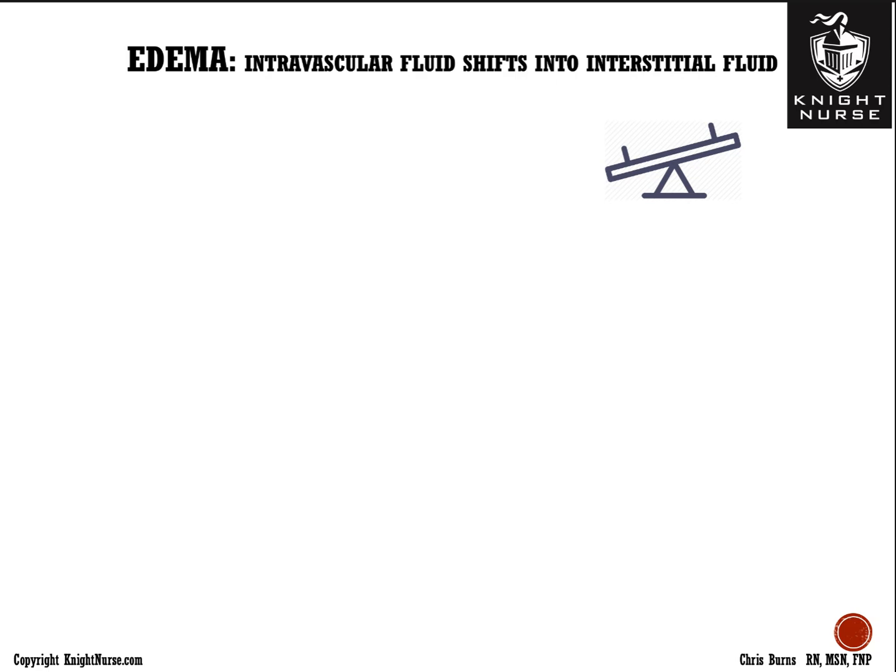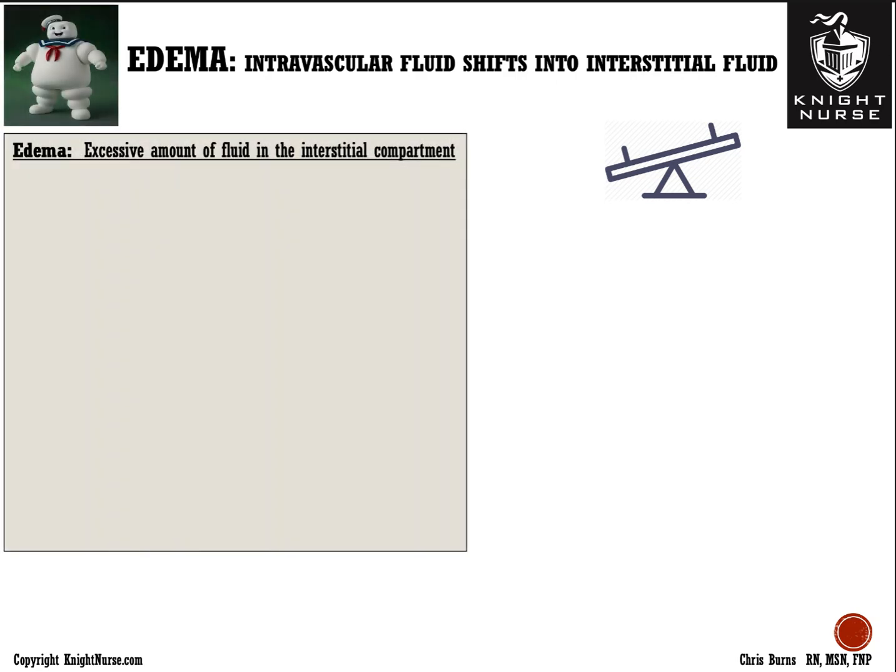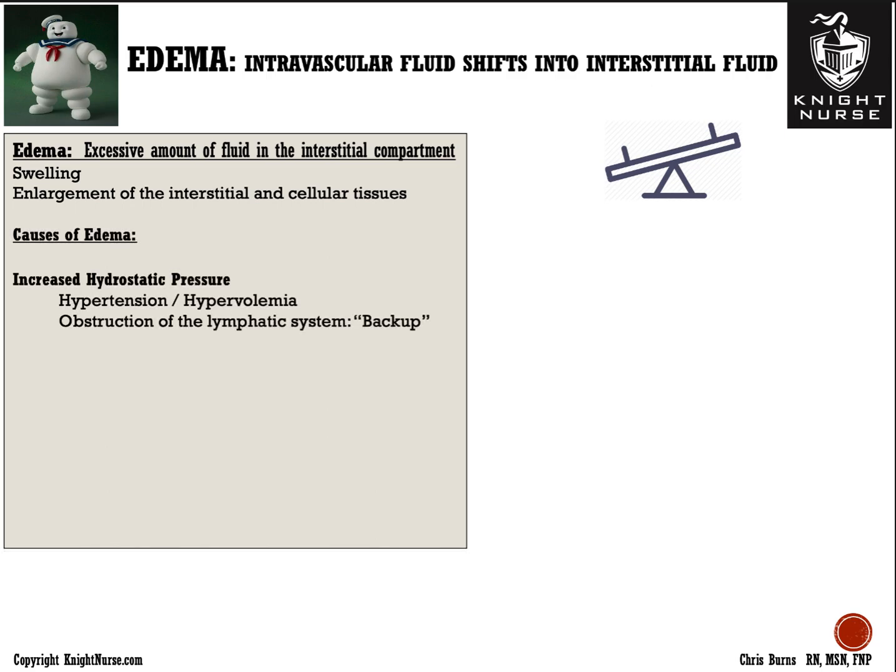So let's look at edema and dehydration. Edema is when the intravascular fluid shifts into the interstitial fluid. And edema is excessive amount of fluid in this interstitial compartment. So you see swelling, you see enlargement of interstitial and cellular tissues. What in the world causes this? Well, you kind of know. Increased hydrostatic pressure from hypertension, hypervolemia, or obstruction of the lymphatic system is going to cause a backup and cause an increase in fluid hanging out in the interstitial fluid, and that is edema.